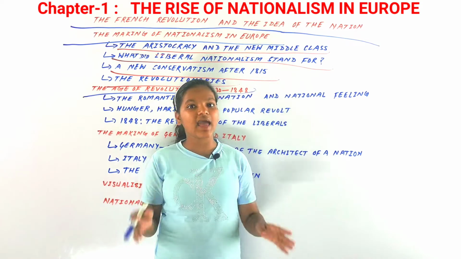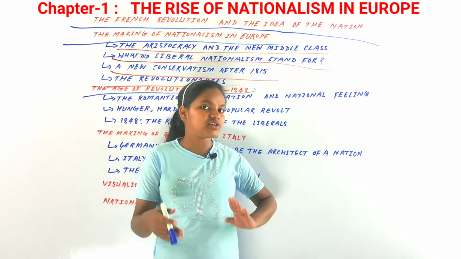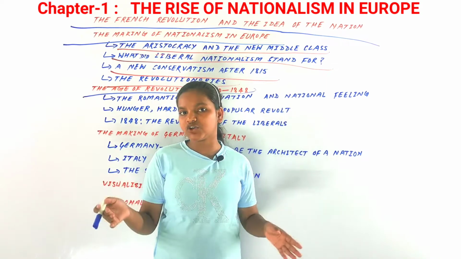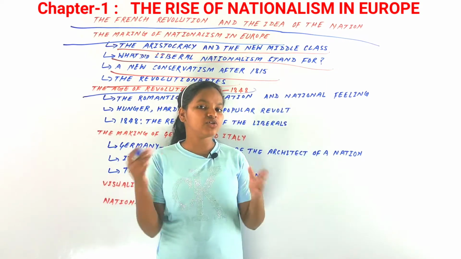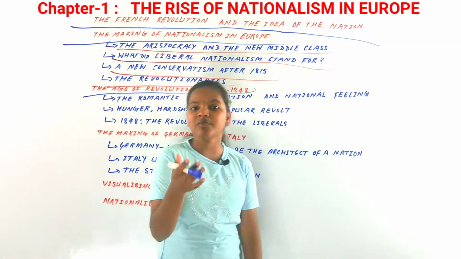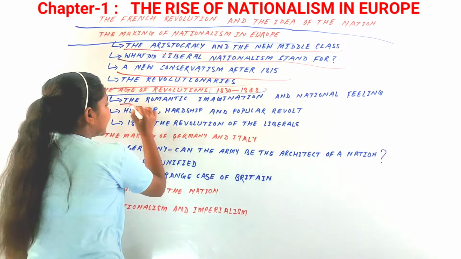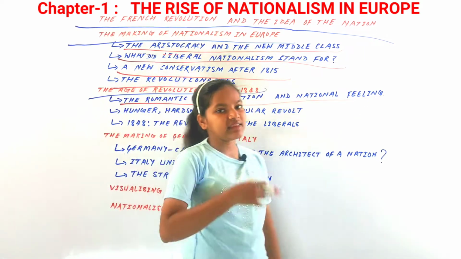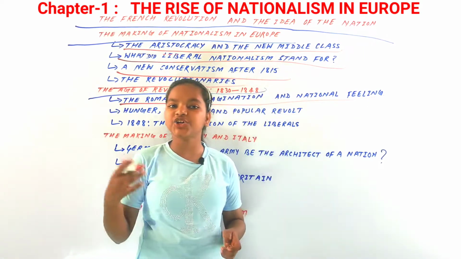So this period from 1830 to 1848 was an age of revolutions, the period of revolutionaries. And how this was so in different aspects, let's discuss with our subtopic, the romantic imagination and national feeling.